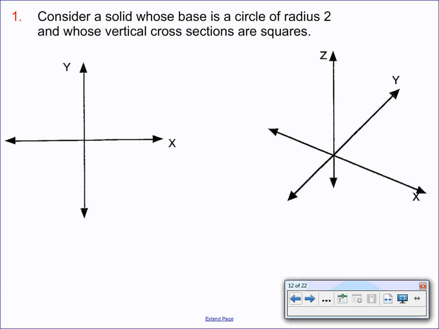So let's consider a solid whose base is a circle of radius 2, and whose vertical cross sections are squares. What? Well, I want everybody to think of a paperweight here. Think of a paperweight whose base is a circle. Let's go ahead and draw that looking straight down, the top view. The base of that would be a circle, so we can go ahead and draw that of radius 2.